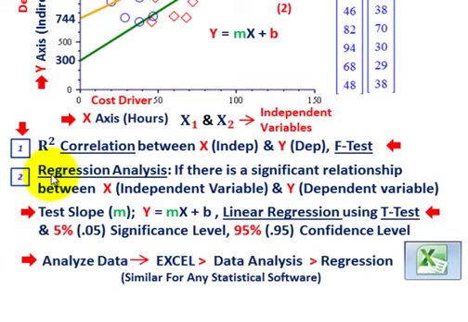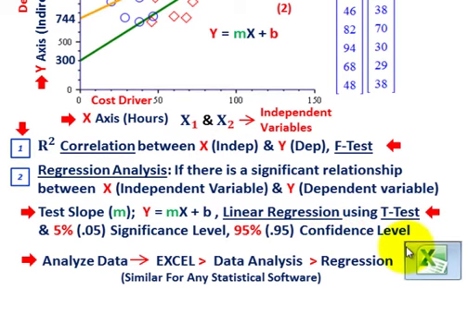Secondly, we're going to be looking at a regression analysis, to see if there's a significant relationship between X, our independent variable, and our Y dependent variable. So really we're testing the slope of those two different alternatives, where M is the slope of the line, X would be our hours, and B is the y-intercept. We're going to be looking at linear regression using the t-test, based on a 5% significance level or a 95% confidence level.